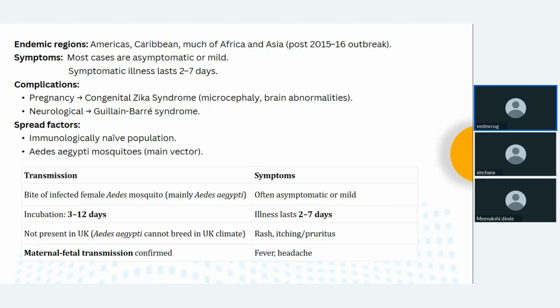Now let's see something about the transmission and the symptoms. Transmission is by the bite of an infected female Aedes aegypti mosquito. Incubation period is around 3 to 12 days. This Aedes aegypti is not present in the UK because it cannot breed in the UK. So most of the people who travel to the countries where it is endemic are at very high risk. The same thing applies to malaria also. Then maternal-fetal transmission is known to happen.